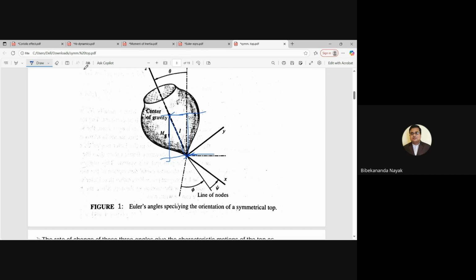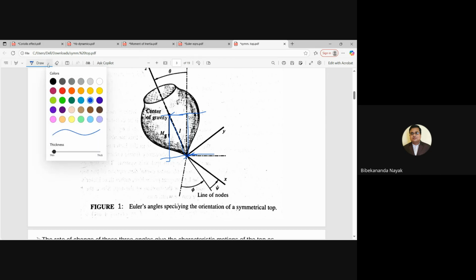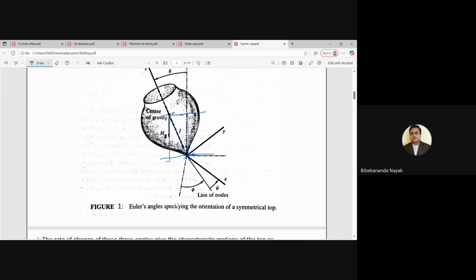I am giving you another color so you can see. This distance is L. What is the vertical distance from this point to this? This is L and this is theta, so it will be L cos theta.